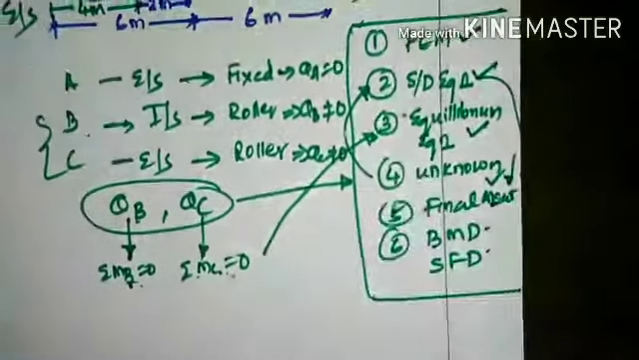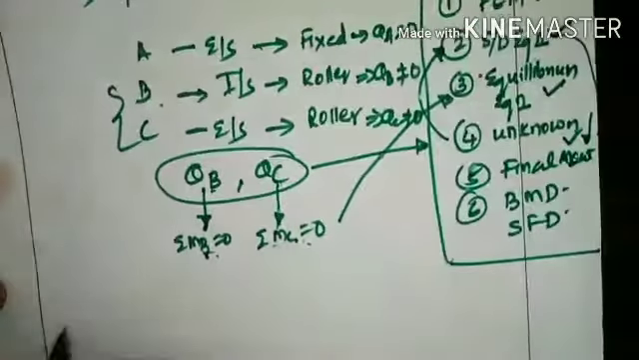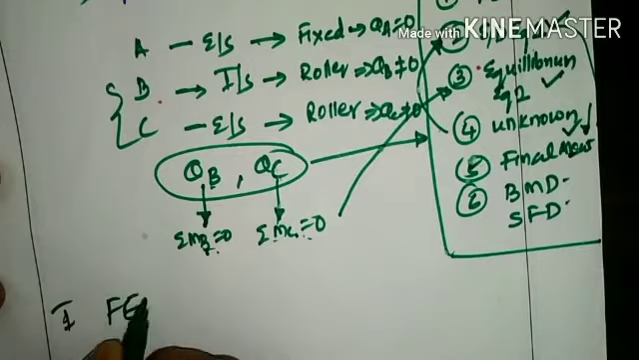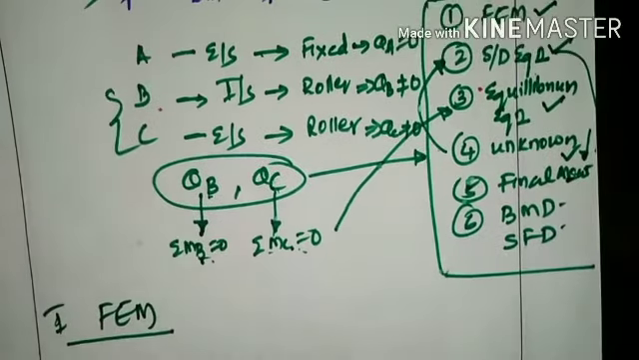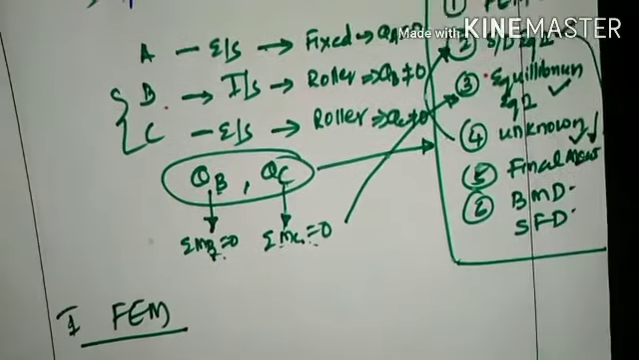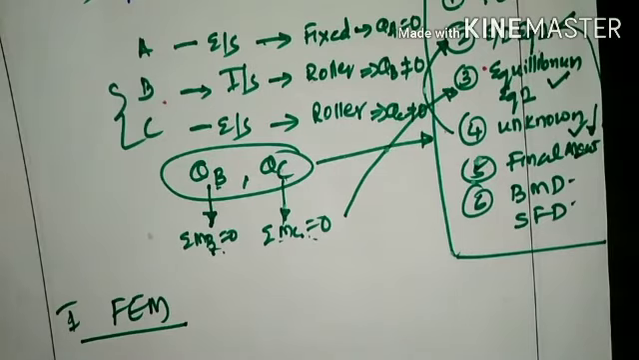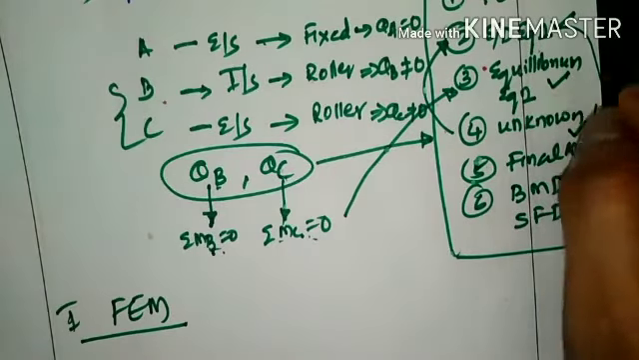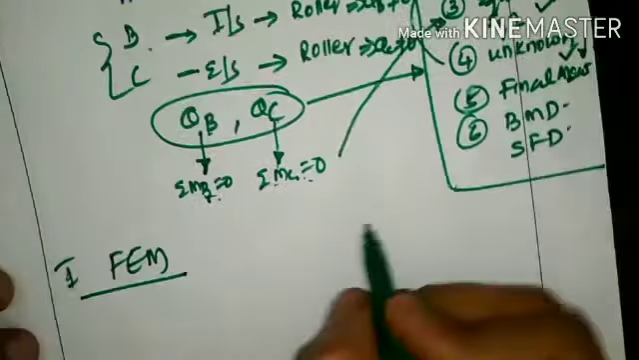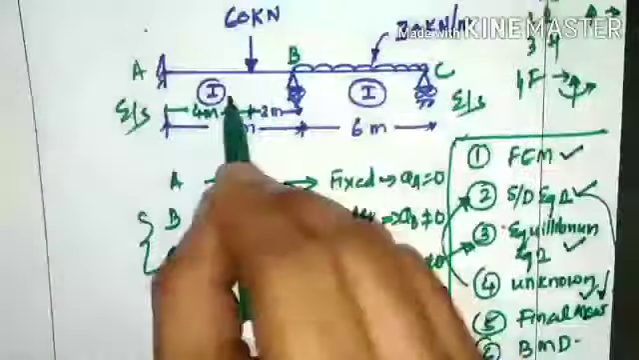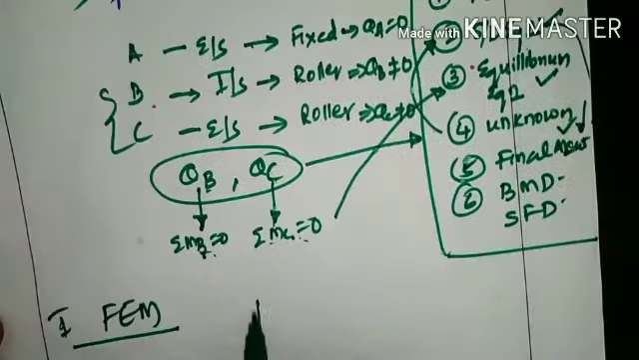To begin with the procedure, first we will find the fixed end moment, which we call FEM. F indicates fixed, E indicates end, and M indicates moment. As mentioned, for the fixed end moment, all supports are assumed to be fixed now. So I will separate this free body diagram, AB as a separate element and BC as a separate element.